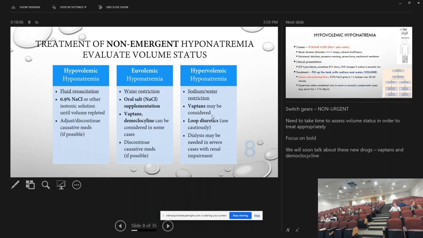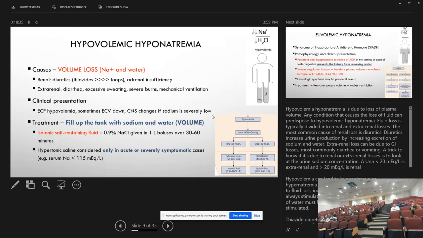For hypervolemic, you want to do sodium and water restriction in that type of patient. Vaptans may be considered. We have a slide on that. Loop diuretics can be used cautiously. And dialysis may be needed in rare cases if the patient has renal impairment. So this is just a nice summary slide. We're going to go into more detail, but this kind of puts it all together for you.